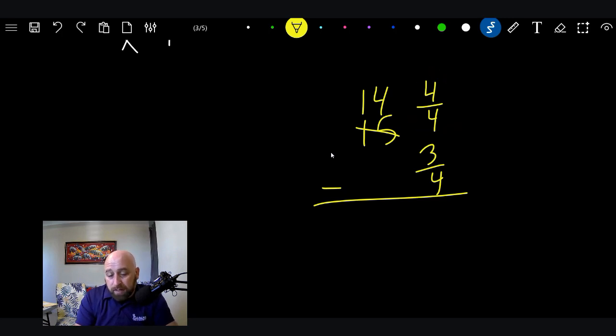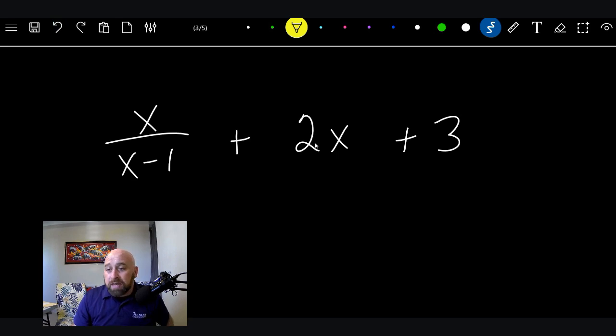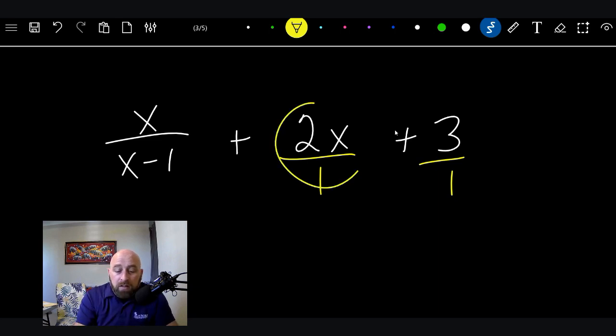Same thing is going on here. We need to turn those whole numbers into fractions so that we can add and subtract, because if they don't have a common denominator, then we can't add and subtract them. So here's what I want you to do. Just put them over the number 1. Okay? And so now they have a denominator. Anything over 1 is always itself. So if I have 7, I can put it over 1 and it doesn't change the value.